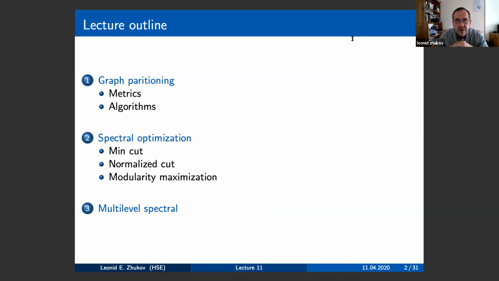Okay, so lecture outline for today. We're going to talk about graph partitioning overall as a problem, and we already touched a little bit upon it last time, but today we're going to dive in. And then we're going to talk about a very particular graph partitioning algorithm, which is called spectral optimization. It's called spectral because it uses eigenvalue and eigenvector computations, which are the spectral properties of the matrices, of the adjacency matrix.